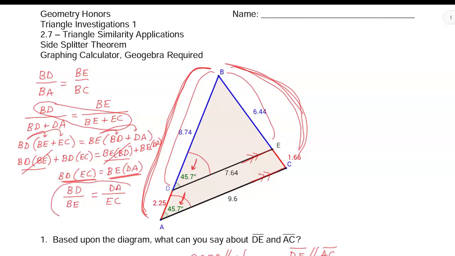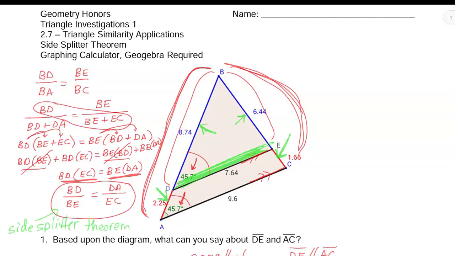Okay, look at what I came up with now. BD over BE. So that's the left side of the little triangle over the right side of the little triangle. And then DA and EC. That's this little piece down here, DA, and the little piece on the right over here. So it's like this line going through the triangle has cut the sides into proportional segments. So this is what we call the side splitter theorem.